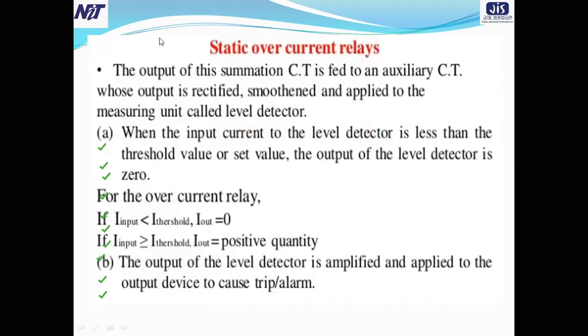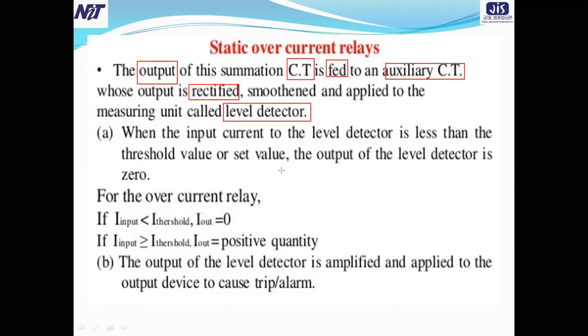Now, static overcurrent relay. Let me talk about the static overcurrent relay. For the static overcurrent relay, the output of the summation CT is fed to an auxiliary CT, whose output is rectified, smoothened and applied to the measuring unit called the level detector.